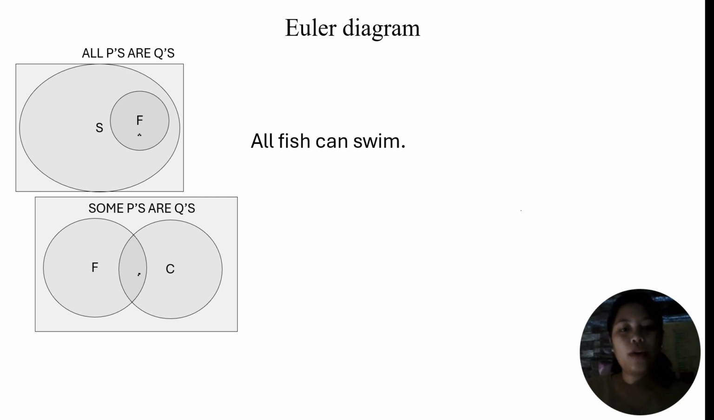Next we have some P's are Q's. We will make an argument: some fish are colorful. We have two circles that intersect, the fish and the colorful, which means not all fish are colorful. So that must be in the center of both fish and colorful. This is a valid argument.